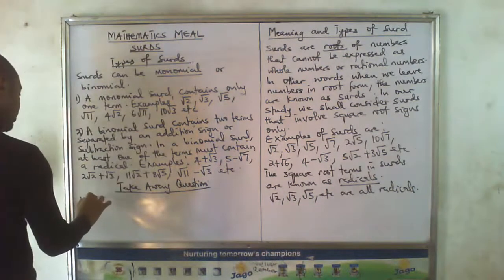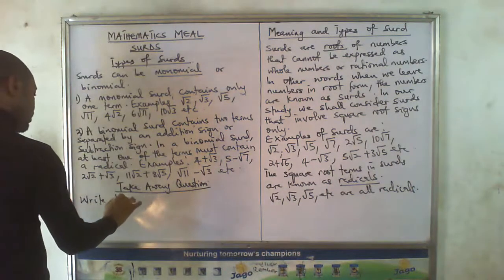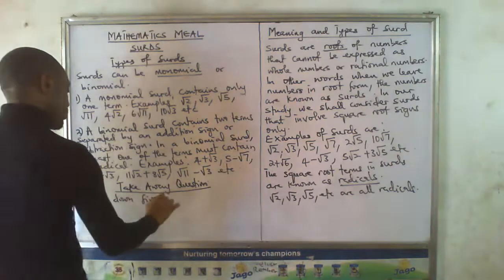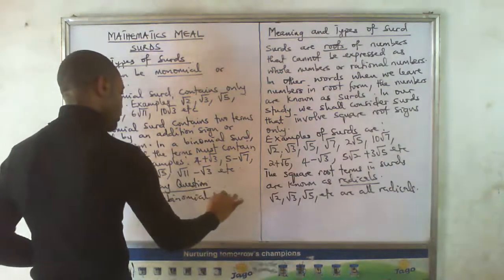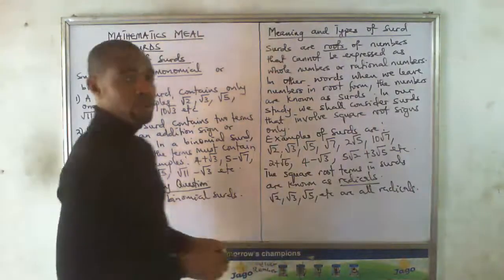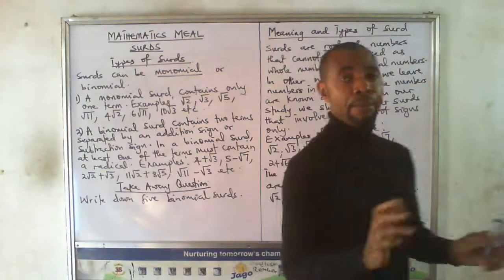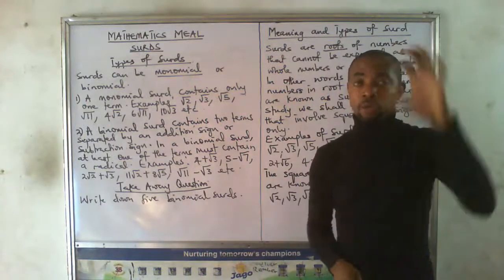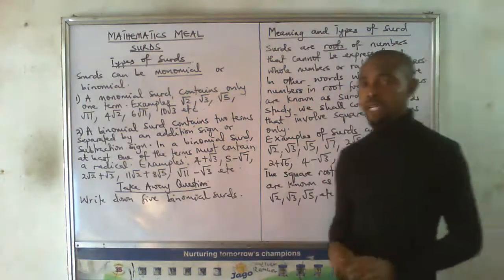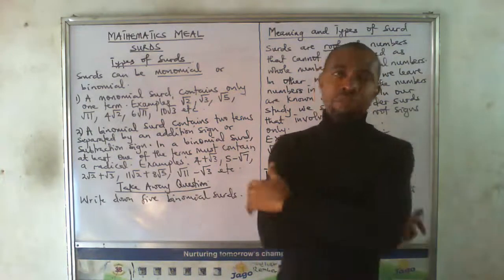Write down 5 binomial surds. I just want you to, on your own, just put down 5 binomial surds. Just do that. We shall be back, and when we come back, we are going to look at the basic laws in surd.